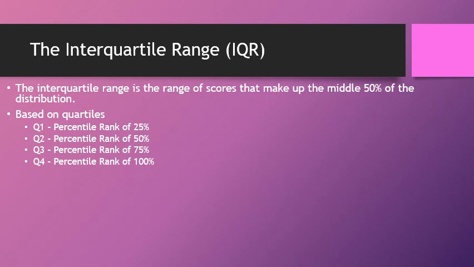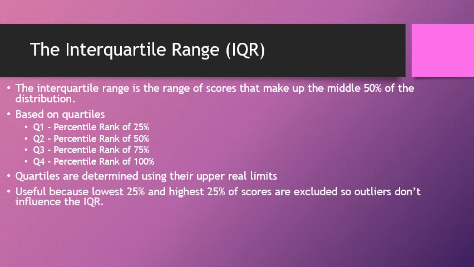That's Q1. Q2 is the 50th percentile, so people had scores at 50% or lower. Q3 is the 75th percentile, so people had scores at the 75th percentile or less. And Q4 would just be everybody's scores, 100%. So for the interquartile range, we only care about Q1 and Q3. And remember, keep in your mind, quartiles are determined using upper real limits.